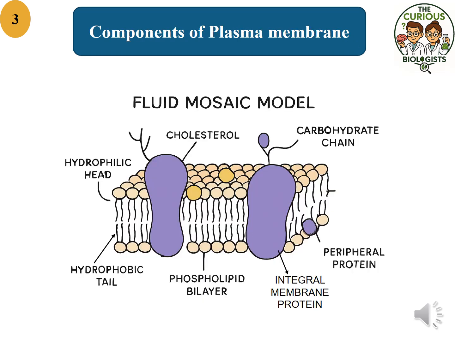Pictorial representation of what I just explained in the last slide. There is a phospholipid bilayer which is forming the basic structure of the plasma membrane, and the phospholipid molecule consists of two components which I already explained, a hydrophilic head and a hydrophobic tail. And then there are other components of the plasma membrane, for instance proteins, and there are two types of proteins. First is the integral membrane protein, which is spanning the plasma membrane, and there are peripheral proteins which either stick to the outer leaflet or the inner leaflet of the plasma membrane.